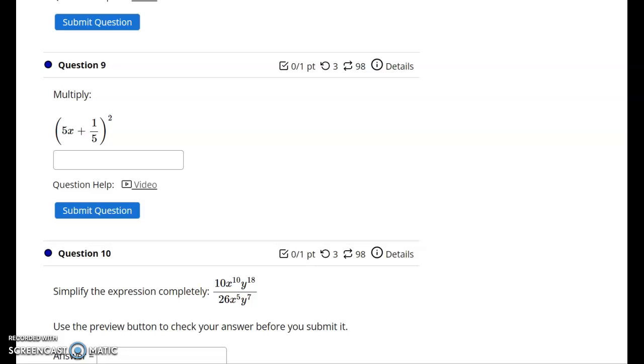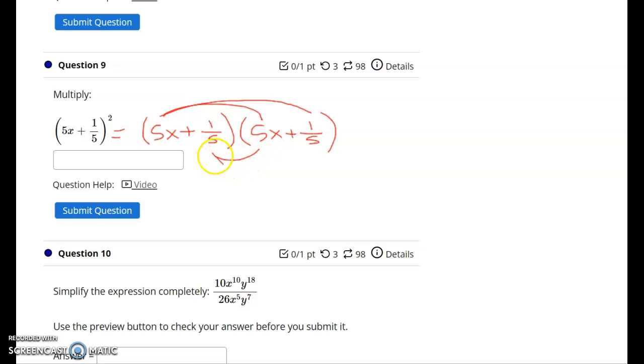Hopefully you see that and you say, oh, it's squared. So I'm going to write it out as 5x plus 1/5 and then 5x plus 1/5 so that you remember to FOIL it. First, outer, inner, last.